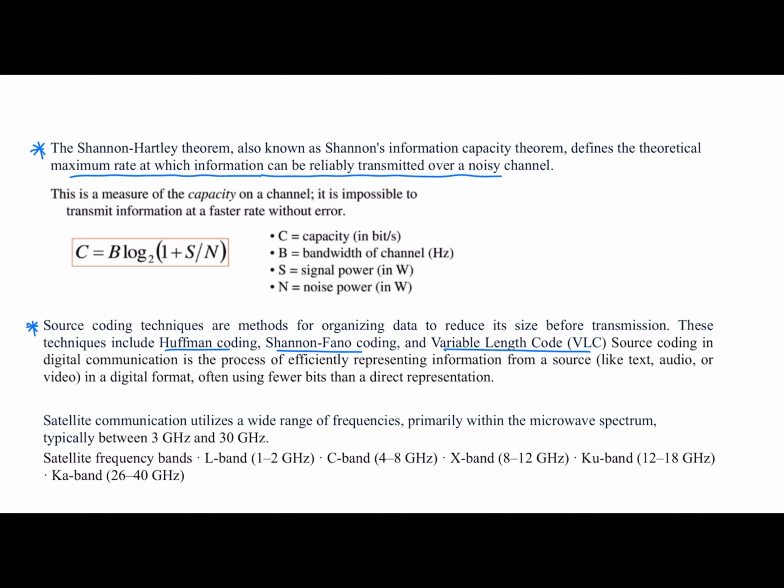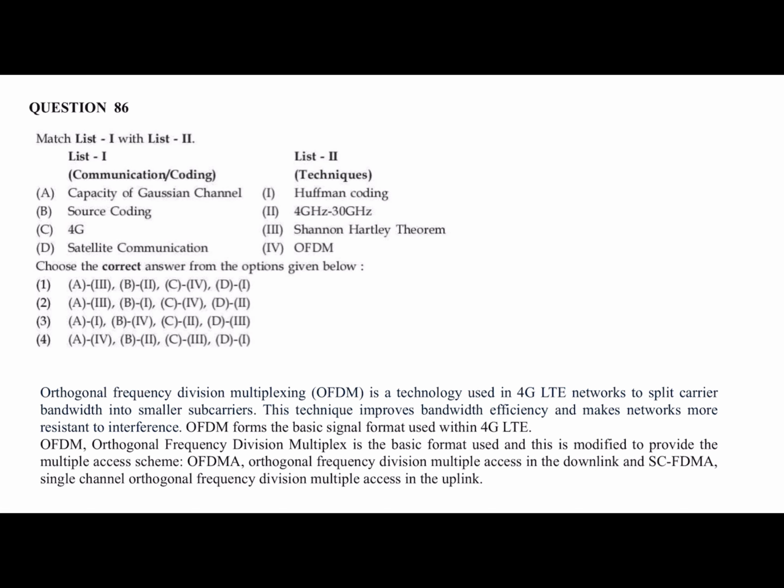Next, satellite communications generally operates at gigahertz, in between 3 gigahertz to 30 gigahertz. The satellite frequency bands are L band 1 to 2 gigahertz, C band 4 to 8 gigahertz, X band 8 to 12 gigahertz, Ku band 12 to 18 gigahertz, and K band 26 to 40 or 26 to 30 gigahertz. And OFDM, orthogonal frequency division multiplexing, is a technology used in fourth generation long term evolution networks to split the carrier bandwidth into smaller subcarriers.